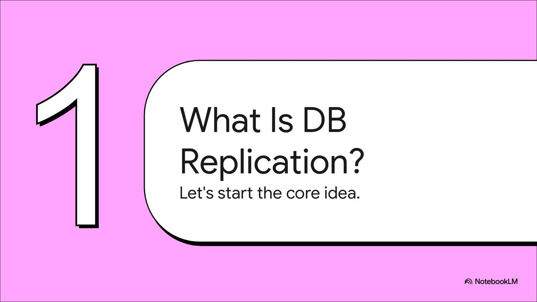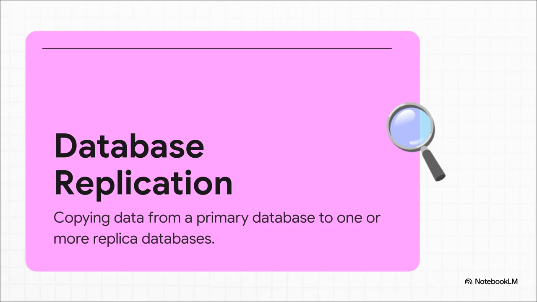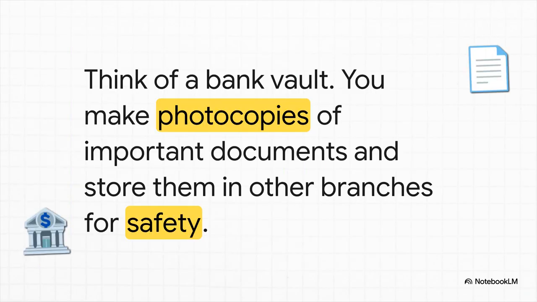What are we really talking about when we say database replication? At its heart, the idea is actually pretty simple. You've got your main or primary database, and you're just constantly copying all of its data to one or maybe even a bunch of other databases, which we call replicas. The whole point is to keep these replicas perfectly in sync with the primary, creating this awesome safety net of identical, up-to-the-minute copies.